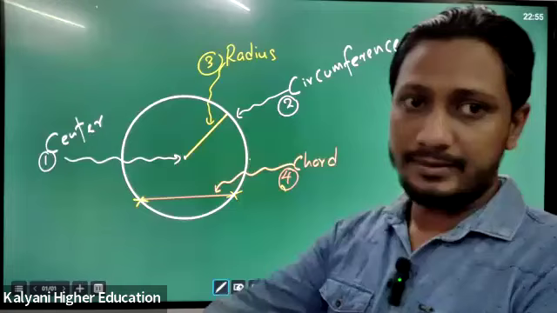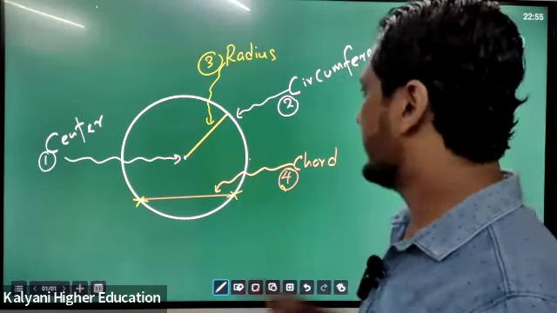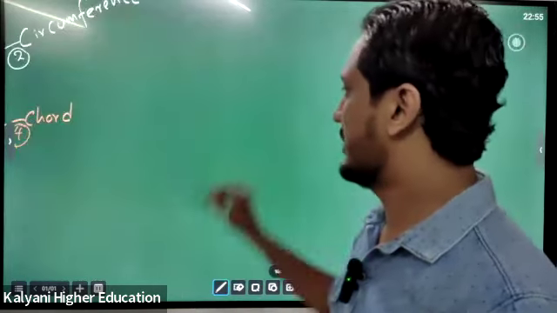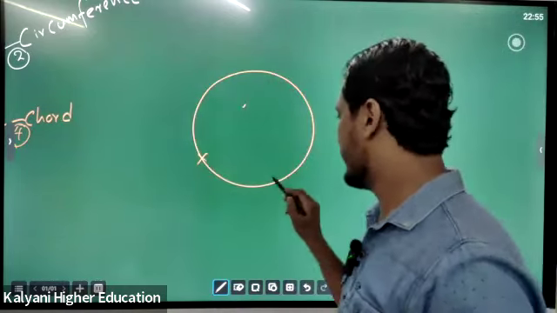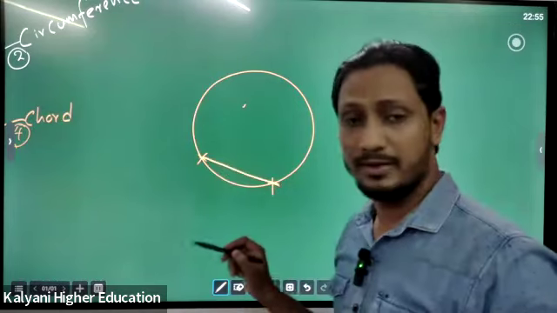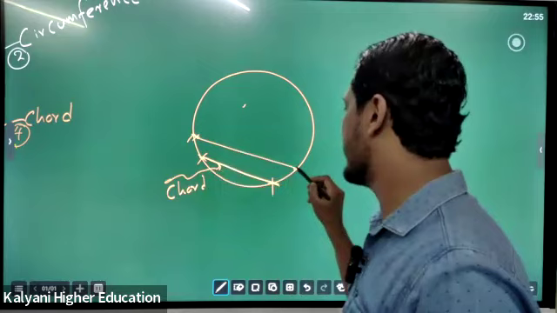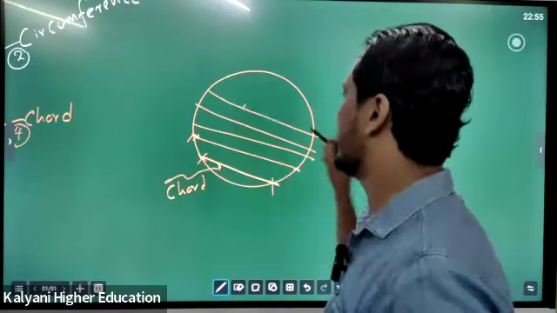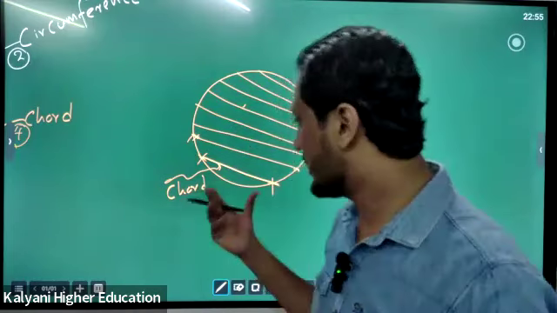Fine, good. Then, I'll take the circle, and I mark 2 points on the circumference. If we join with a straight line, what is the name of that? Chord. Then when I join another 2 points on the circumference, what is the name? Chord. Continuously, I can draw many chords. But the thing is, when you draw these chords continuously, you can understand something.